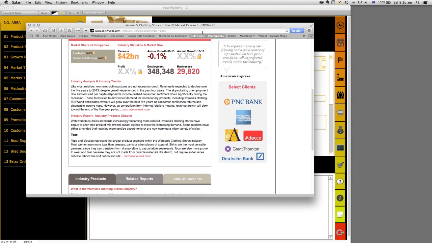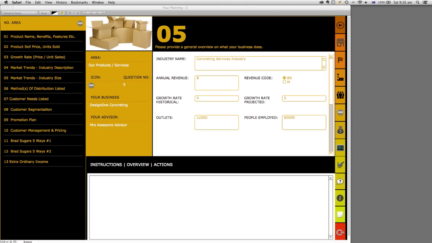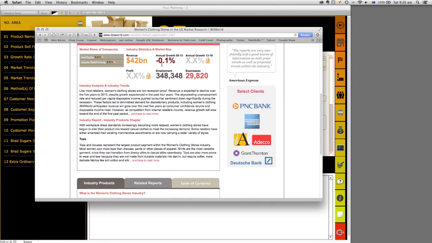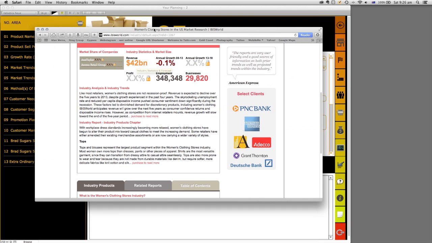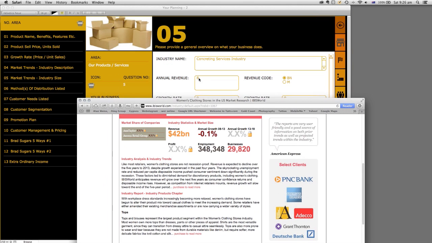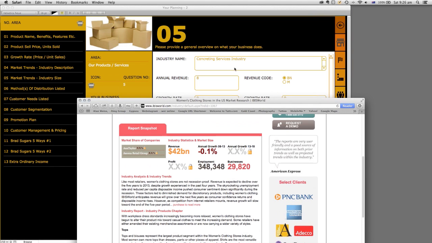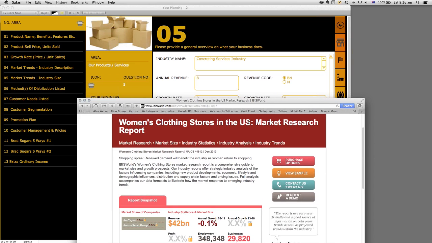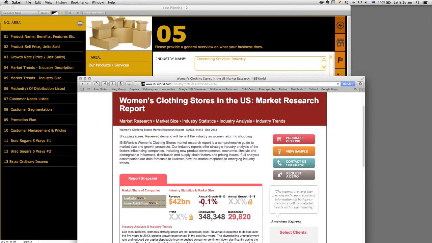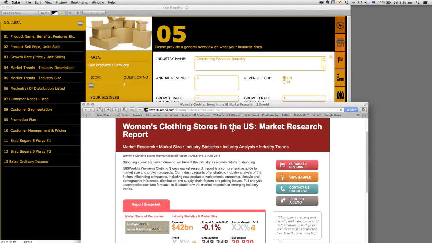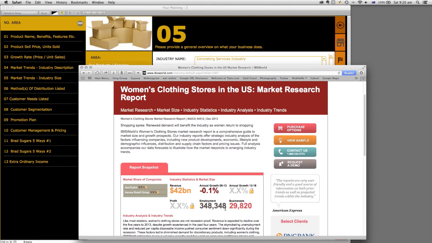So when I go back to the screen, you'll see that it's got the industry name, the annual revenue, and I'll just go back to revenue here for a moment. So you've got annual revenue, 42 billion. We go back to here, you'll see annual revenue, you put in 42 in there, you select whether it's billion or million. The industry name for her was women's clothing stores in US. Growth rate is minus 0.1%. So there's your growth rate. Number of outlets, you've got businesses, 29,820.